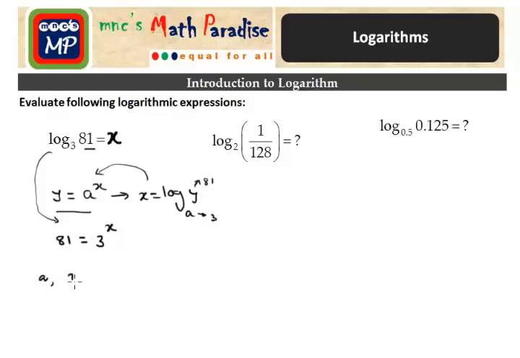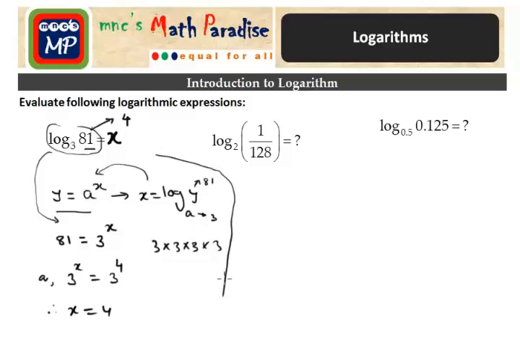So here 3 to the power x equals 81. 81 can be written as 3 to the power 4, because 3 times 3 is 9, 9 times 3 is 27, 27 times 3 is 81. So 3 to the power x equals 3 to the power 4. So x equals 4. Since we assumed this value as x and x is 4, that means this value is 4. So now let us do this one.